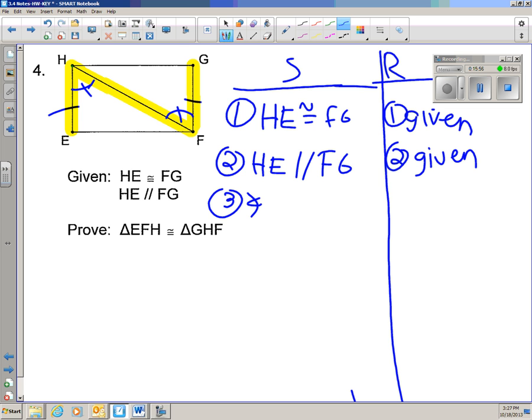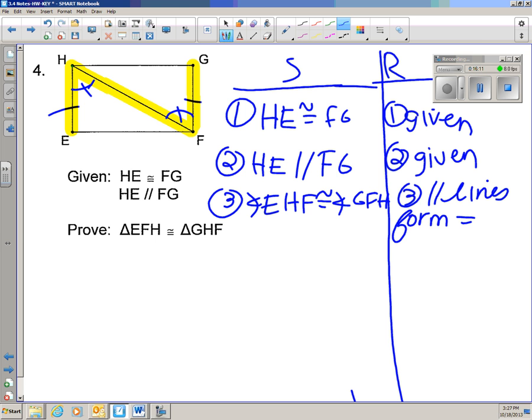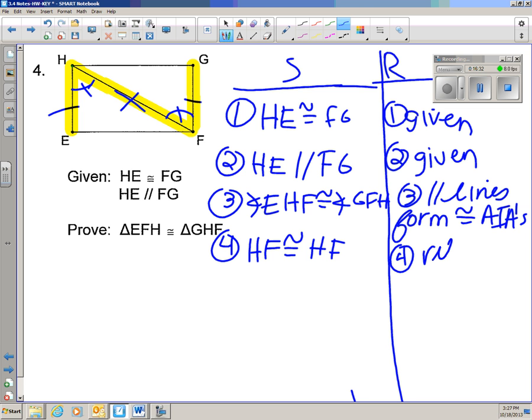So we're going to name those. Angle EHF is congruent to GFH. And this reason is because parallel lines form congruent alternate interior angles. Well, we did talk about a shared side already. This happens to be it. So we can now say then HF line segment is congruent to itself. The order does not matter right now. This is reflexive.